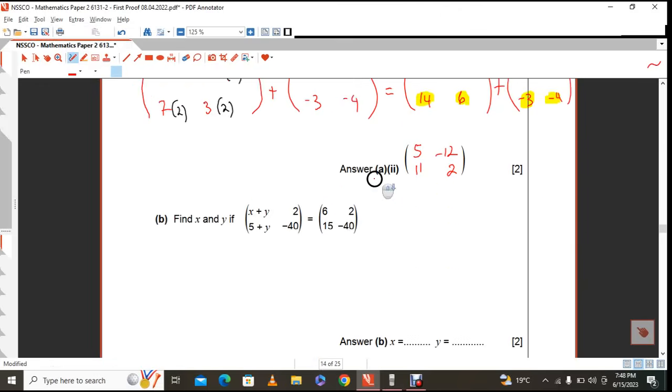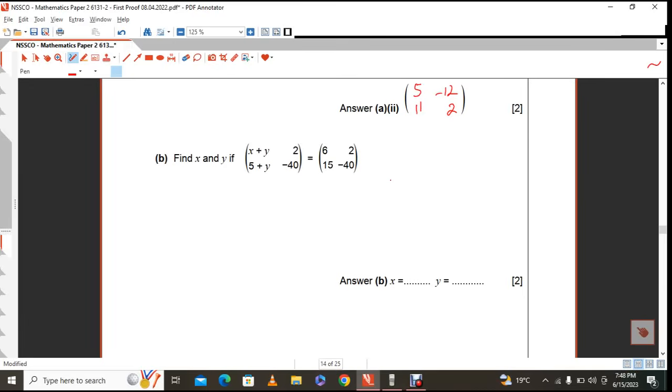Good, then part B: find x and y if you have got that scenario. So again, using the concept of equating the corresponding elements together, that creates an equation over there. Then the second one is 5 plus y equals 15. That is also my second equation. If you look at this equation, I can actually solve for y. y would be 15 take away 5, so y is nothing but 10.